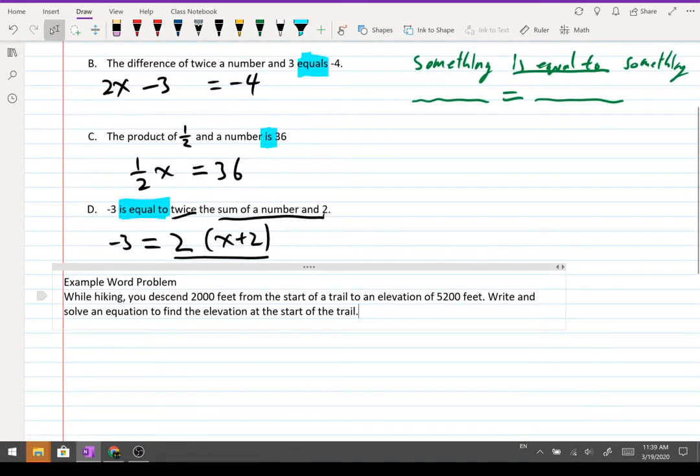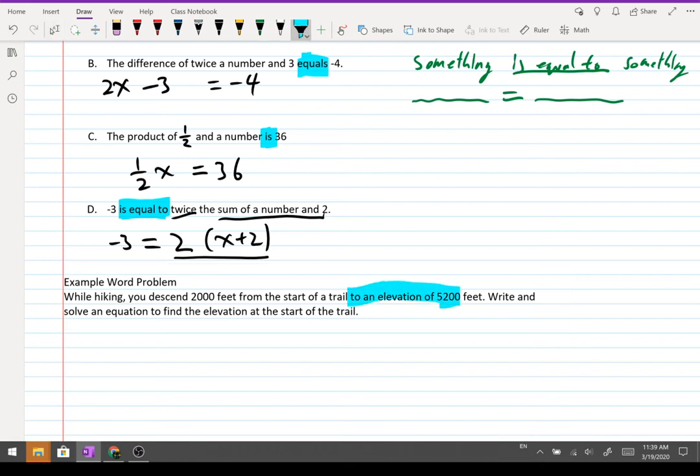So let's look at this question. You are hiking, you descend 2,000 feet from the start to an elevation of 5,200 feet. You descended 2,000 feet from the start. So the start is going to be x. And to an elevation of 5,200. Basically, to an elevation of is your equal. So you descended 2,000 feet from the start.